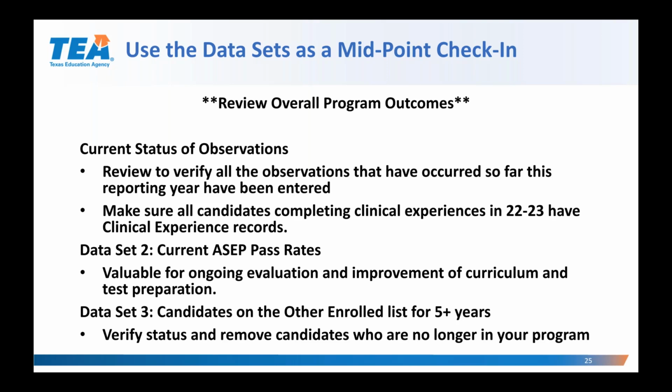As mentioned on the previous slide, one key use of data set 3 is to help you with cleanup of your finisher records list. As you are aware, candidates with a status of other enrolled at the end of one reporting year will roll over to the new reporting year automatically. While this is a very helpful feature for record keeping, it does pose a problem when a candidate leaves the EPP unnoticed. That candidate will continue to roll over to a new list every year, even though he or she is no longer actively enrolled.